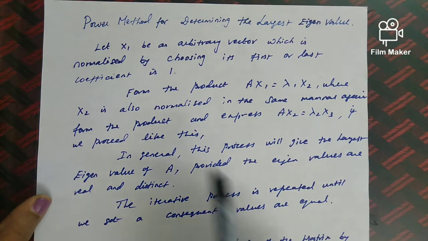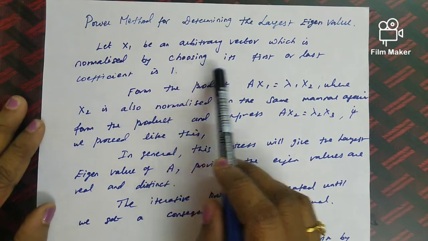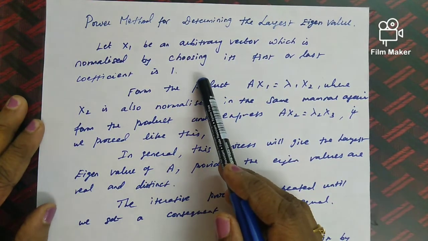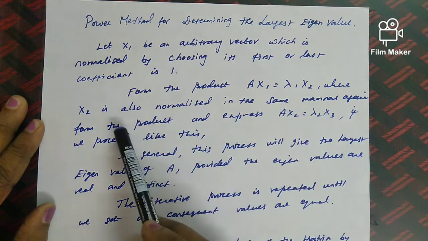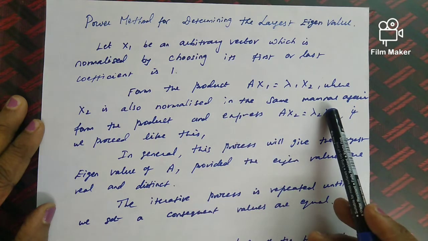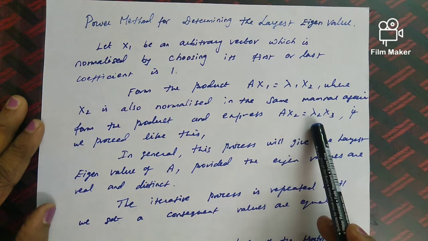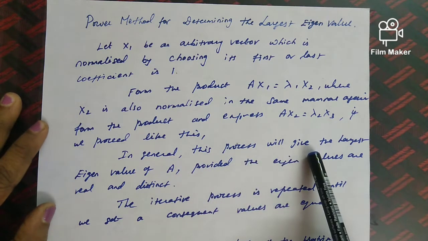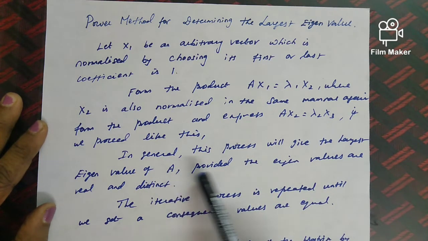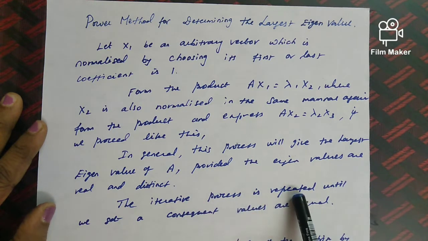The procedure of the power method is: let x1 be an arbitrary vector which is normalized by choosing its first or last coefficient as 1. Form the product Ax1 equal to lambda 1 x2, where x2 is also normalized in the same manner. Again form the product and express Ax2 equal to lambda 2 x3. If we proceed like this, in general this process will give the largest eigenvalue of A, provided the eigenvalues are real and distinct. The iterative process is repeated until we get consecutive values that are equal.